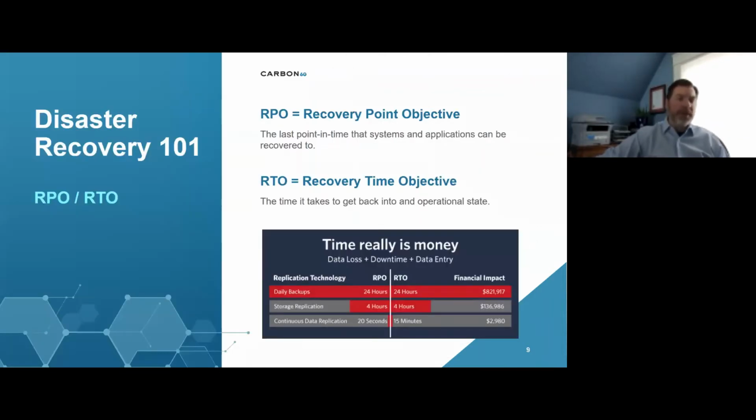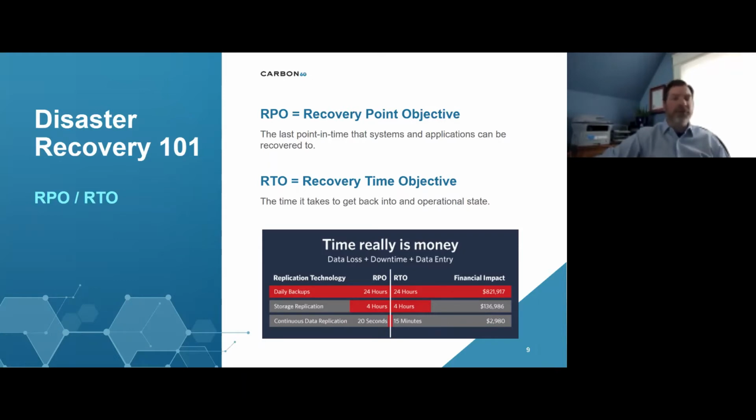So let's look at the first part, which is the recovery point and time objectives. Most people are aware of what these are, but the recovery point objective is how much data you are willing to lose, and the recovery time objective is how long you're willing to be down. These are the most important things when it comes to proper DR planning. And I'll tell you why.